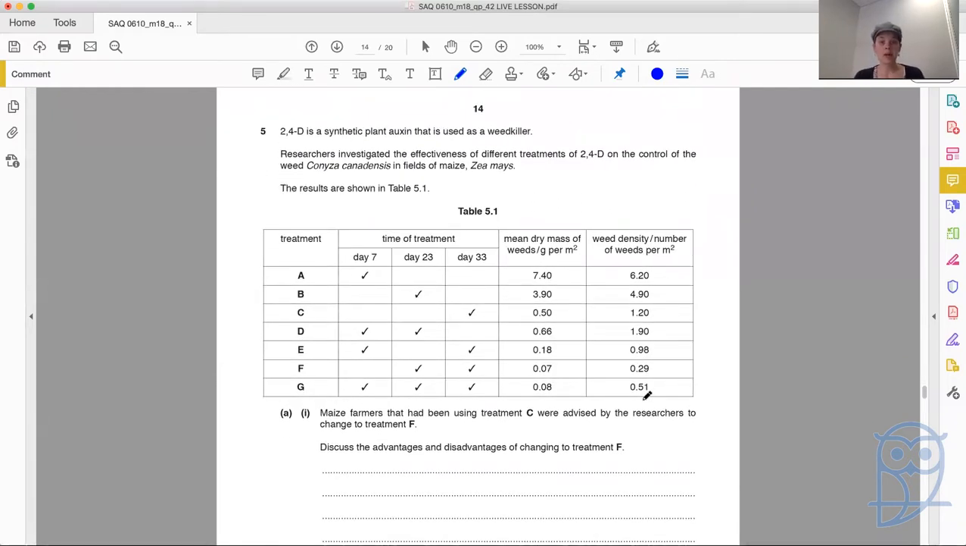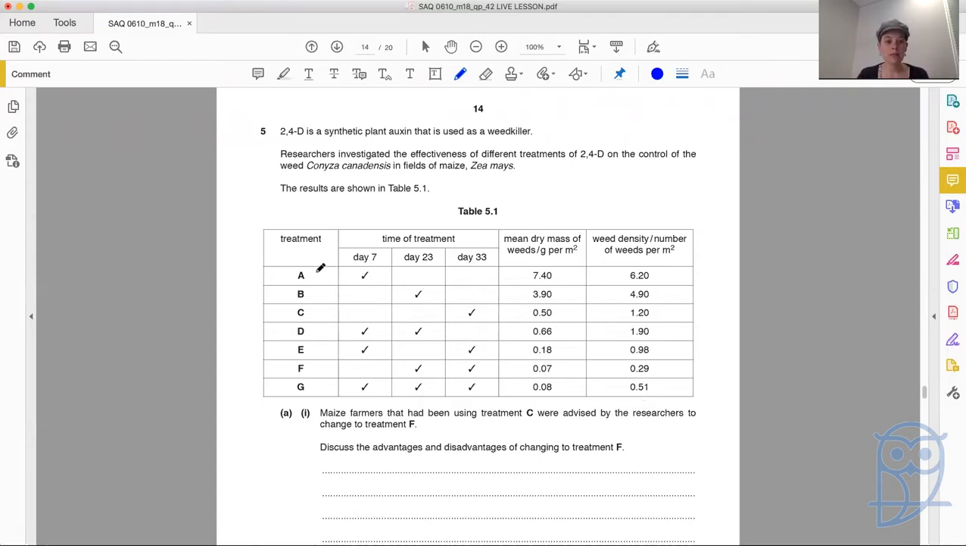2,4-D is a synthetic plant auxin that is used as a weed killer. Researchers investigated the effectiveness of different treatments of 2,4-D on the control of the weed Conyza canadensis in fields of maize, Zea mays. The results are shown in table 5.1. So you've got to be awake, you've got to be thinking. Because yes, they're talking about auxins, weed killers, and control here, but this is an applied question. So we need to be familiar with what it is they're telling us.